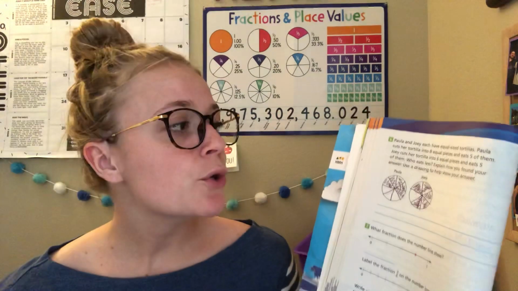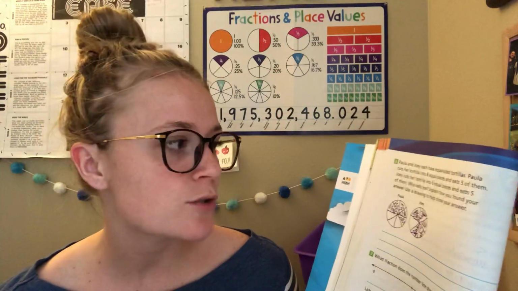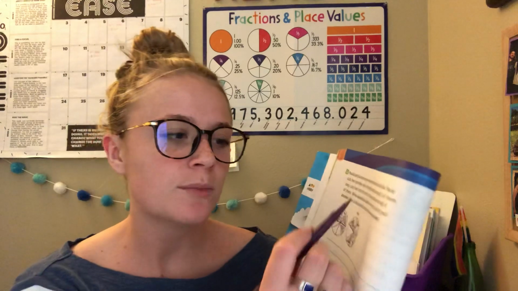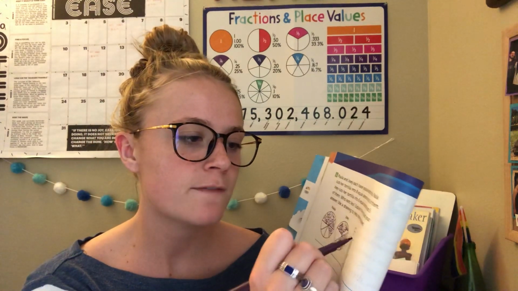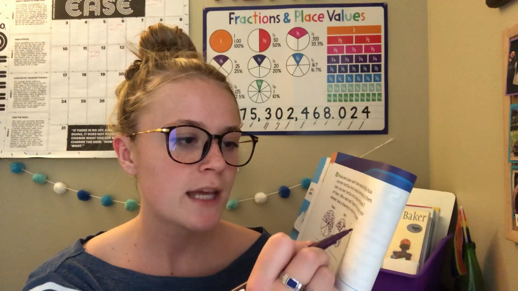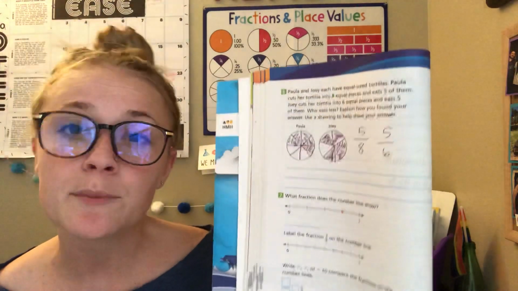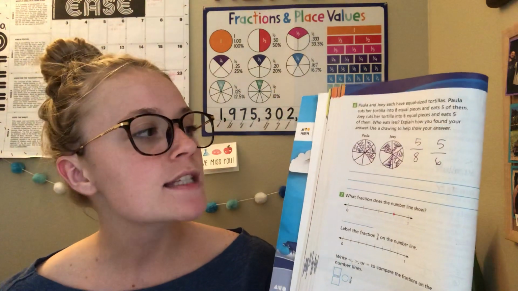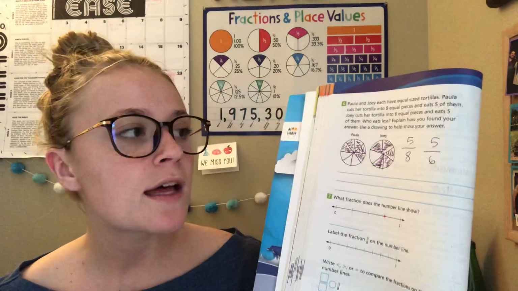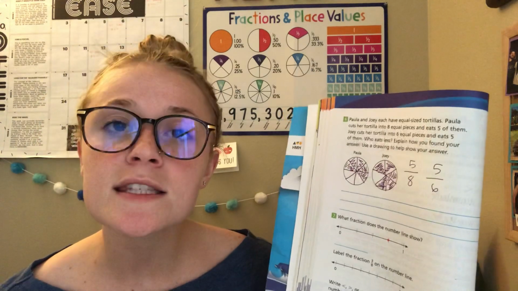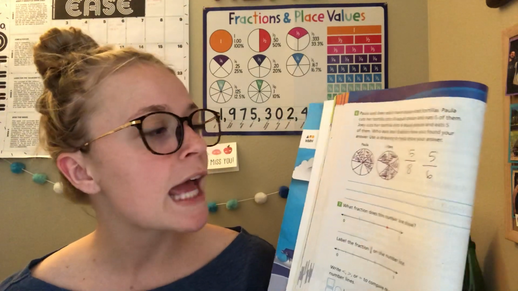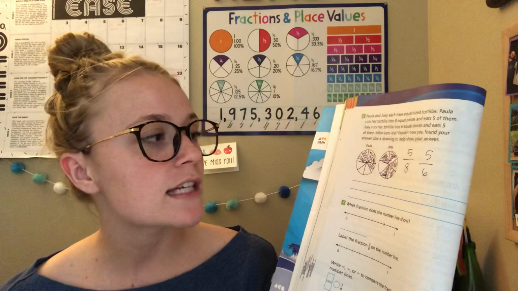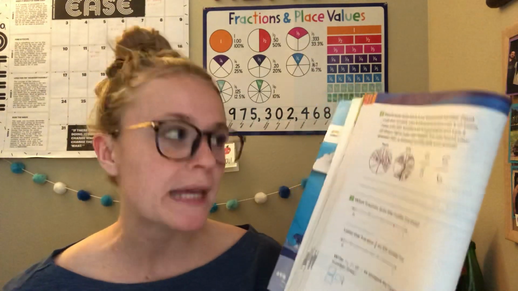So I'm going to color in 1, 2, 3, 4, 5. Who eats less? Explain how you found your answer. Use a drawing to help show your answer. So Paula is 5/8. Joey is 5/6. Okay, so they have the same numerator. So when we have fractions that have the same numerator, we look at the denominator to see how many pieces the whole is divided into, and that will tell us the size of those pieces.